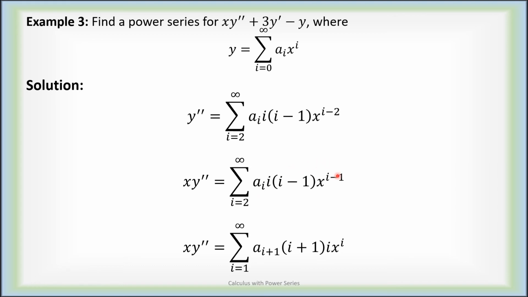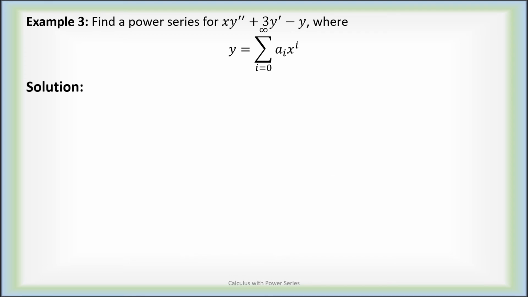This one matches the power. So here it was i and it's i again. This is 1 larger, so now it's i plus 1. This is 1 larger, so it's i plus 1. So now we have a power series for xy double prime where we've preemptively re-indexed so that it has x to the i.